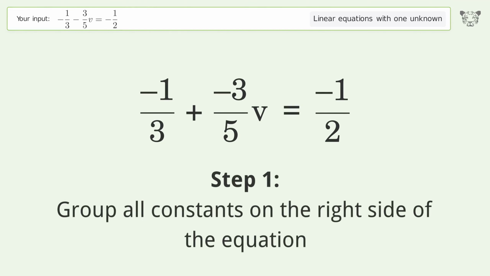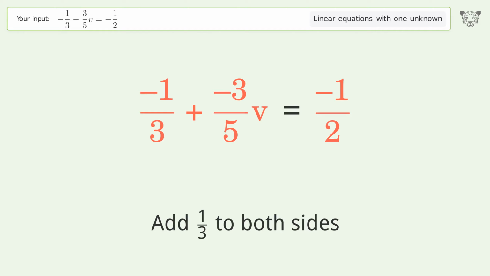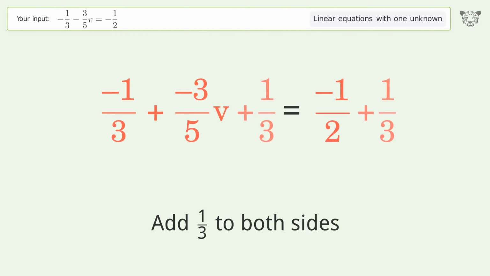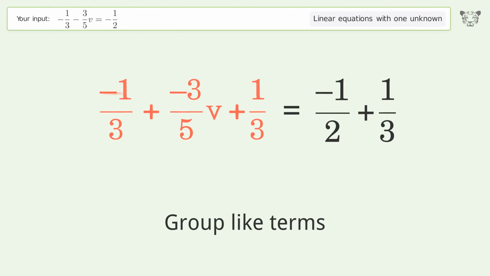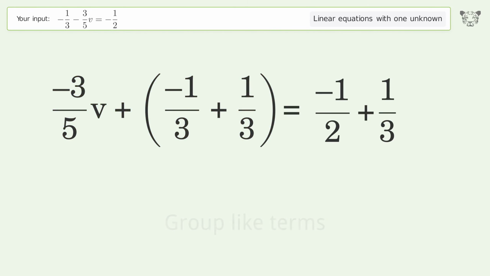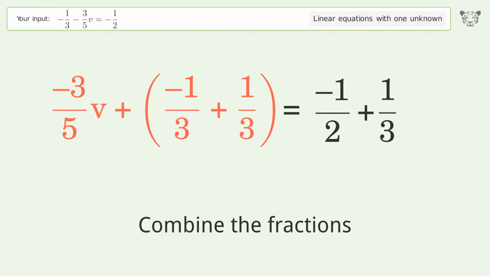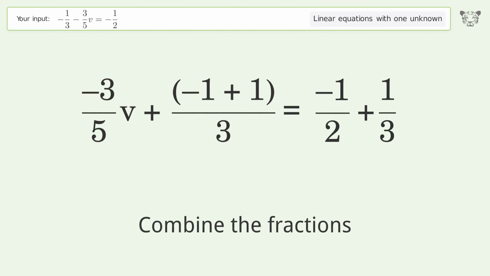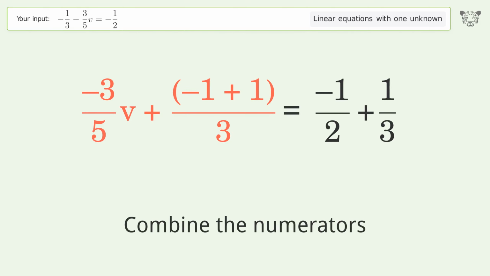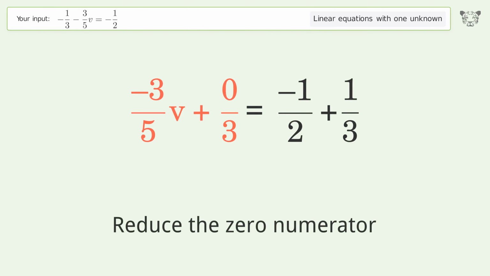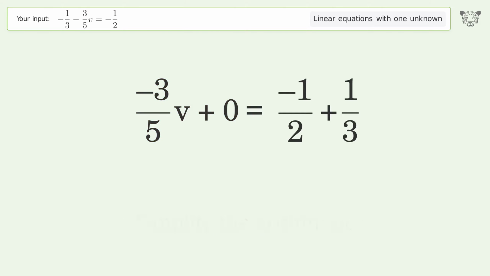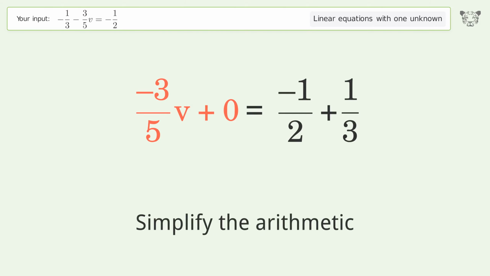Group all constants on the right side of the equation. Add 1/3 to both sides. Group like terms. Combine the fractions. Combine the numerators. Reduce the zero numerator. Simplify the arithmetic.